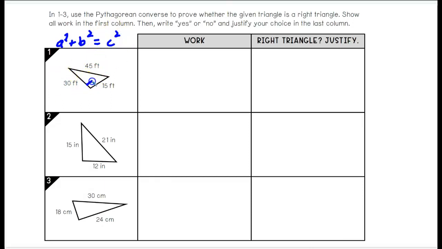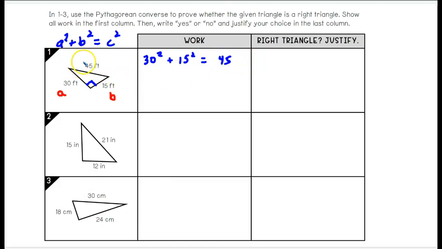We'll label each one of these sides. So this looks like it might be a right angle. So we're going to call that one A, and we'll call that one B. Could have been the opposite, but we're choosing this. So a squared plus b squared equals c squared. Is that true? Well, you guys can get out your calculators if you want. 30 squared plus 15 squared. Now, if this is a right triangle, then that should be equal to 45, right?